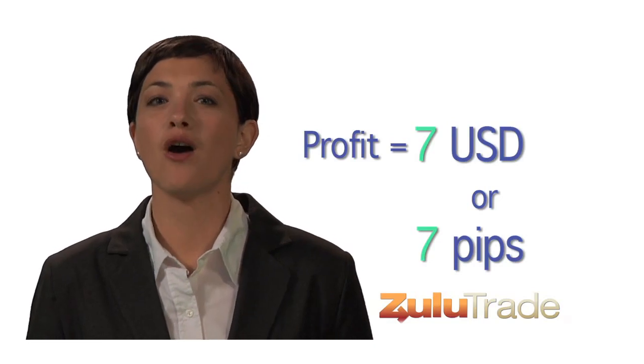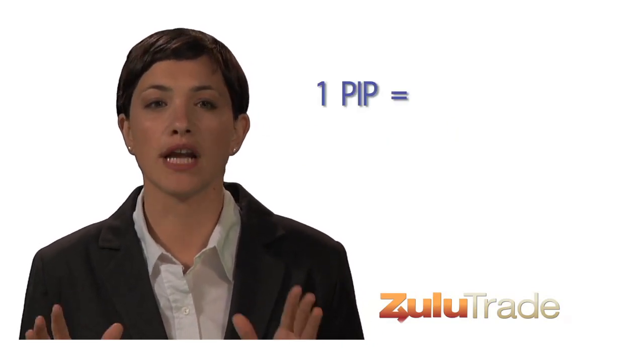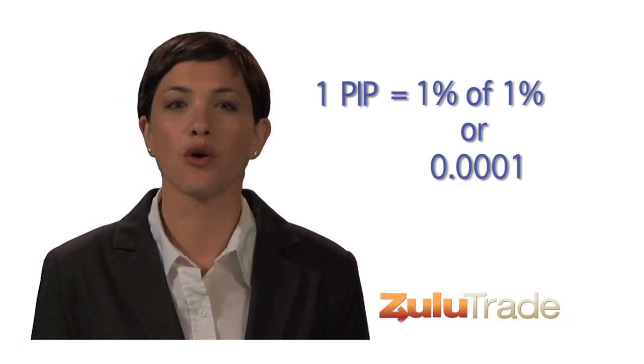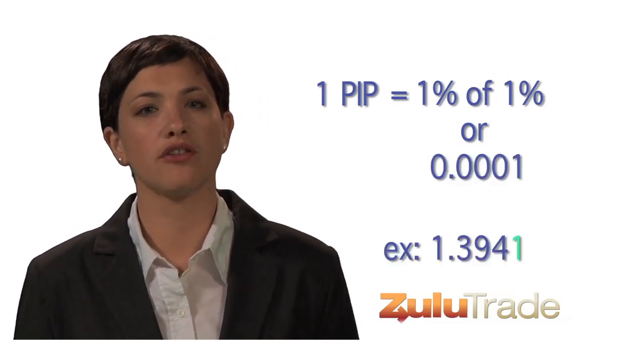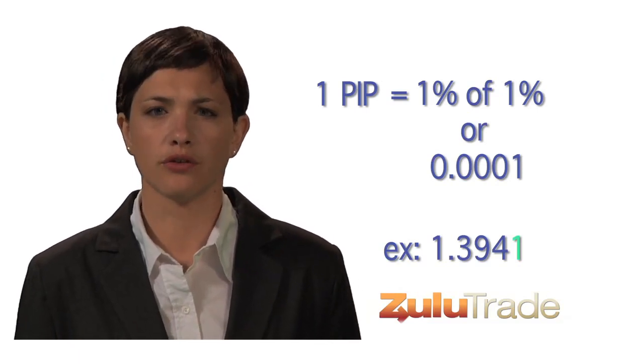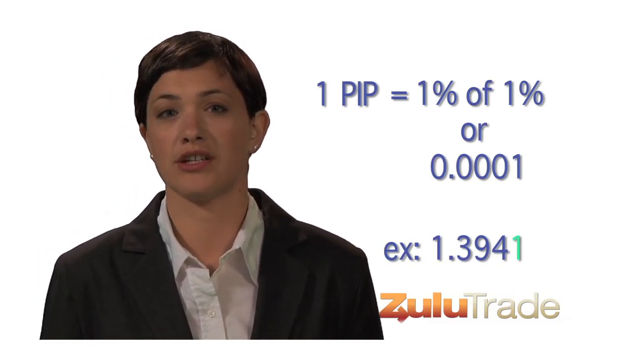Good question. 1 pip represents 1/100th of a percent, or 0.0001, which is the smallest amount of currency fluctuation used by Forex, and it is the unit used to express the price change of an exchange rate.